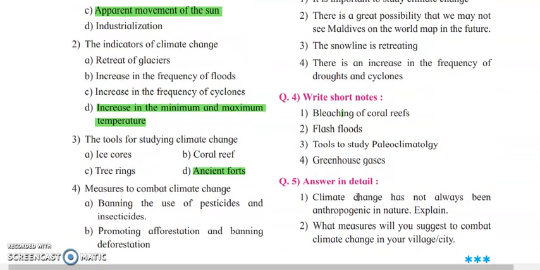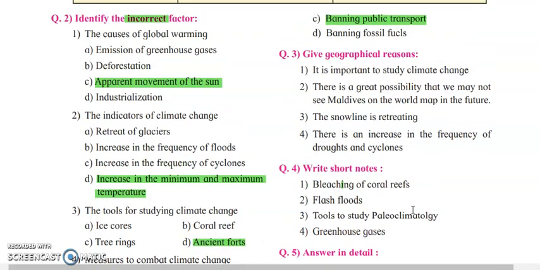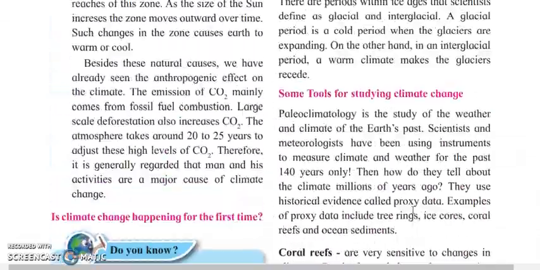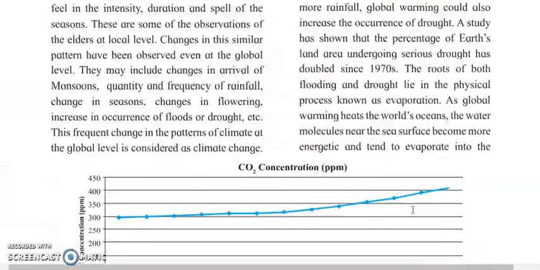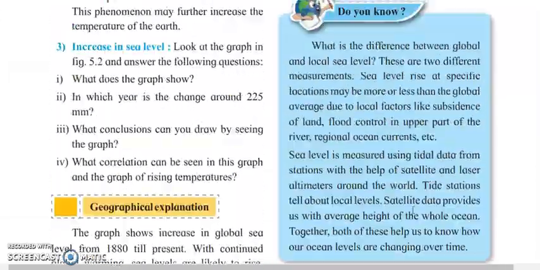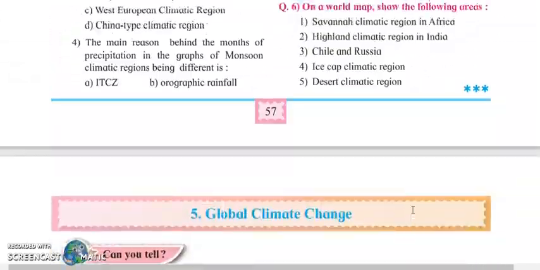Next is answer in detail. Climate change has not always been anthropogenic in nature. Anthropogenic मतलब क्या? Man made. ह्यूमन के कौन से एक्टिविटीज है जो क्लाइमेट चेंज के लिए रिस्पॉन्सिबल है, that we are going to see as an anthropogenic activity. Now basically the climatic change is because of the amount of energy output by the sun. So इसके लिए आप कौन सा आंसर लिखोगे? All the points which are the natural cause of climatic change. Okay, so there are certain points in the book which you can write directly.